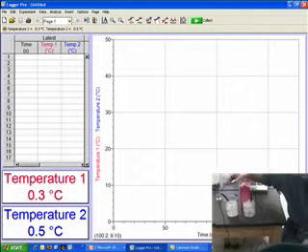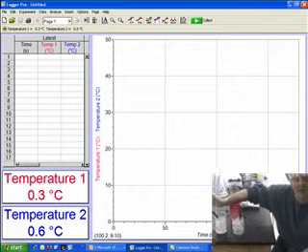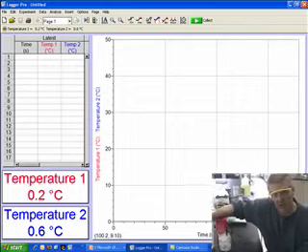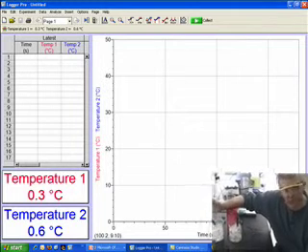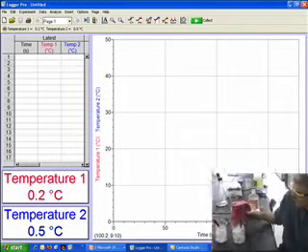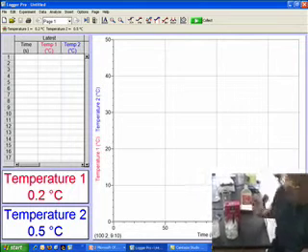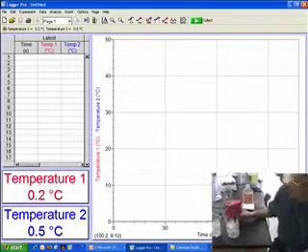So they're roughly... Oh, there we go. Now they're both right around 0.5-ish. So they're about 0 degrees, which is what you would expect. The ice is melting, so the temperature should be roughly around 0 degrees. But I'm going to now add some salt to beaker number 2, and we're going to observe what happens to the temperature.